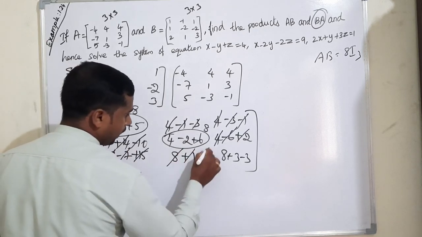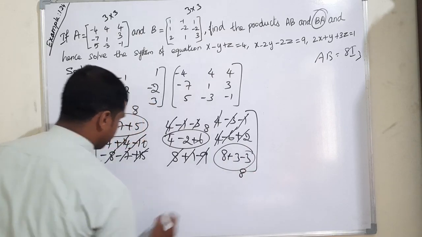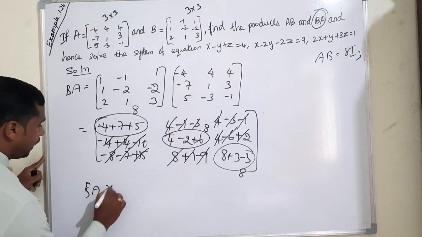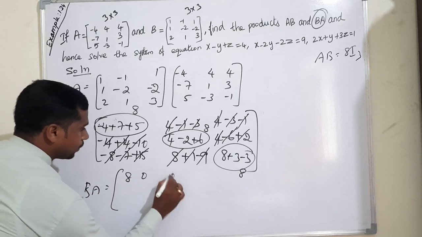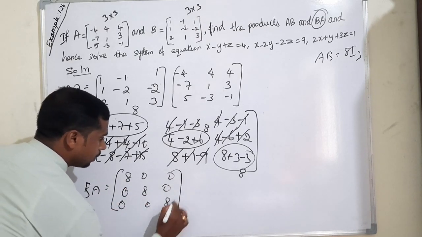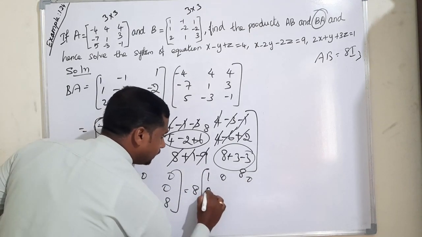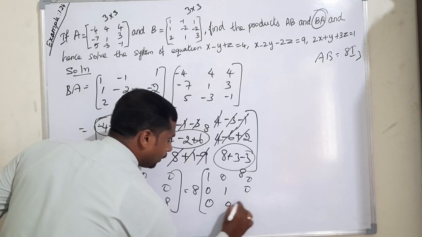Here 8 plus 1, 9, 9 minus 9. Here 8 plus 3, 11, 11 minus 3 means positive 8. Therefore, BA is equal to the matrix with 8, 0, 0, 0, 8, 0, 0, 0, 8. Taking 8 common outside, we get 1, 0, 0, 0, 1, 0, 0, 0, 1.